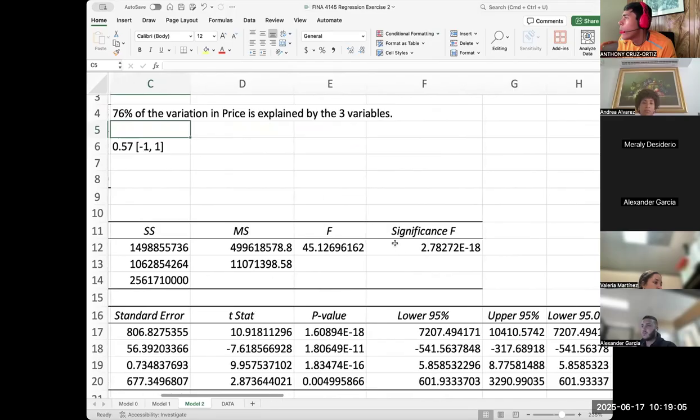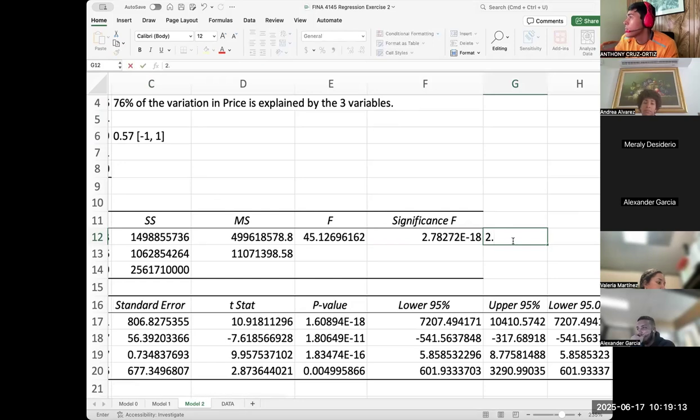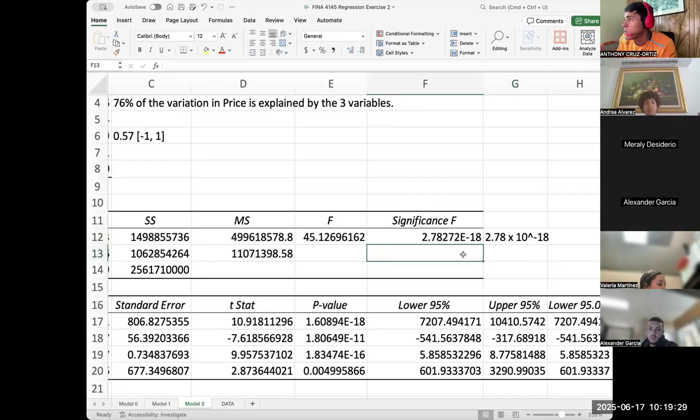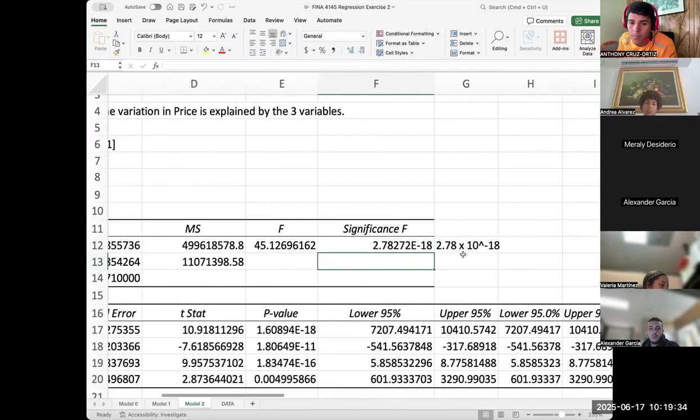Let's look at our F. Okay, this is negative, right? This is e to the -18. That means that it's 2.78 times 10 raised to -18, which makes it like it has 17 zeros in front of the 2. Okay, so it's very zero. It's a very, very zero negative. So this is telling us that, again, we reject the null. It means that at least one of the variables is not 0.